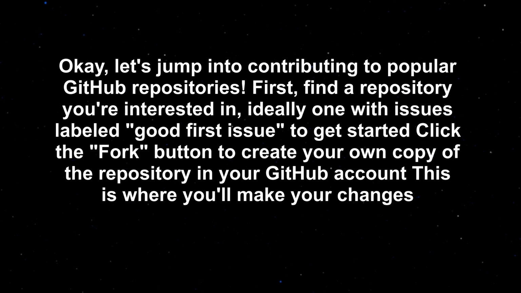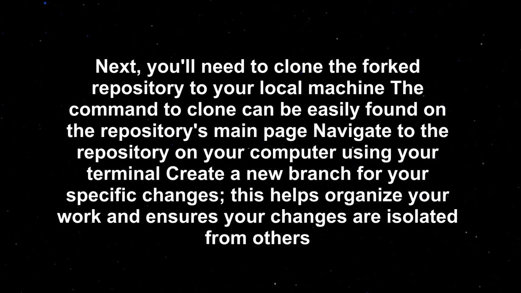This is where you'll make your changes. Next, you'll need to clone the forked repository to your local machine. The command to clone can be easily found on the repository's main page. Navigate to the repository on your computer using your terminal. Create a new branch for your specific changes. This helps organize your work and ensures your changes are isolated from others.